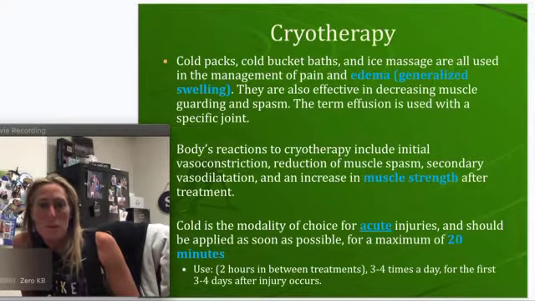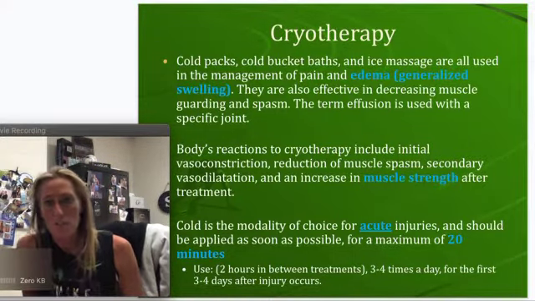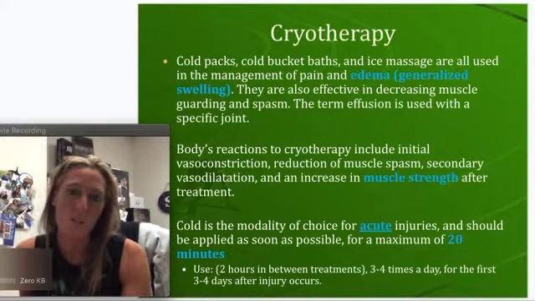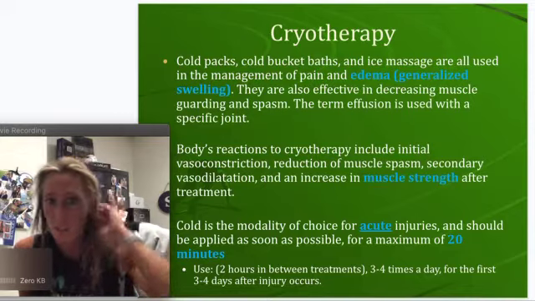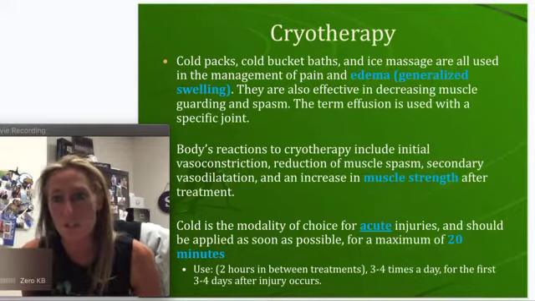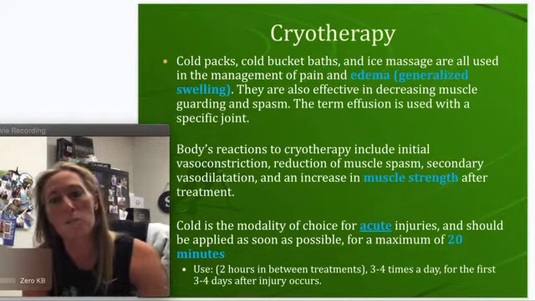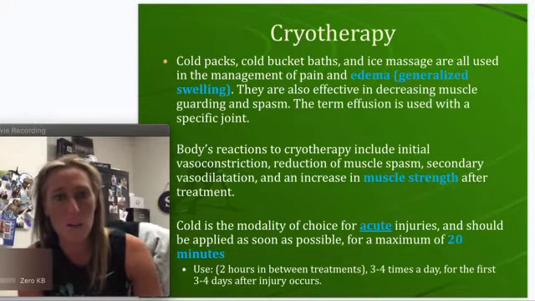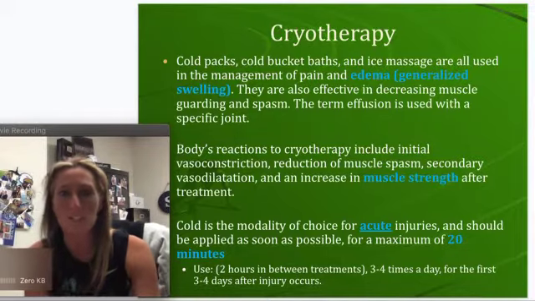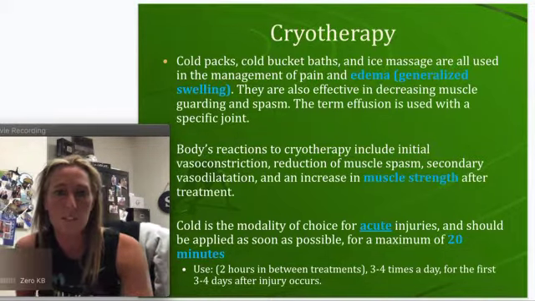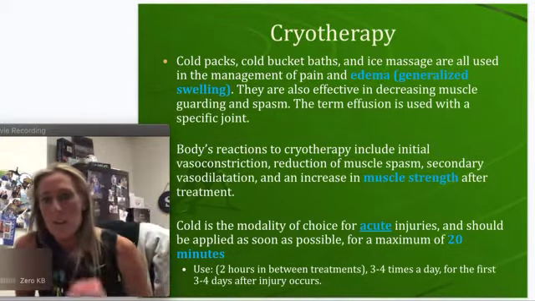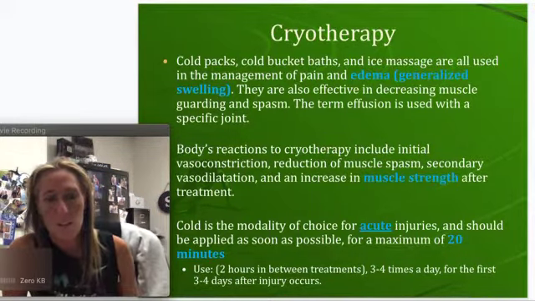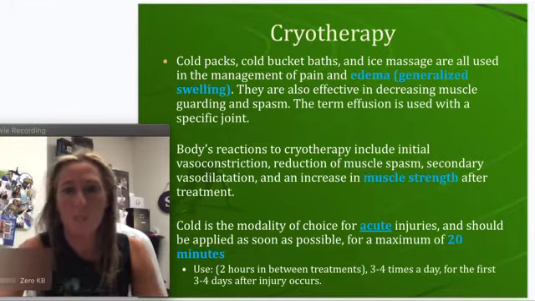Cold is the modality or the method of choice for an acute injury. An acute injury is something that just happened. So an athlete is on the soccer field, they twisted their ankle, and the athletic trainer has them over on the sideline. That's an acute injury. Cold should be applied as soon as possible for a maximum of 20 minutes. With icing, we often recommend 20 minutes on and then 2 hours off. You want to go through this cycle 3 to 4 times a day in the initial phases, the acute phase of an injury.